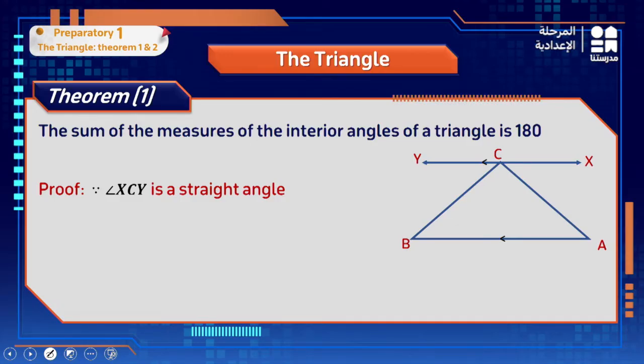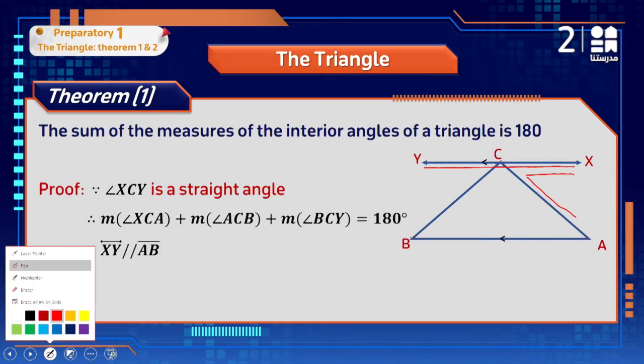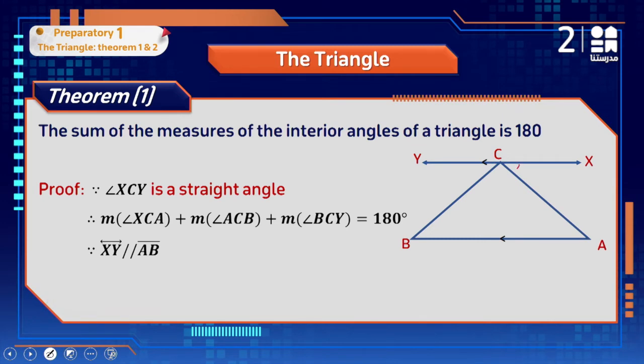Let's start the proof. Since angle XCY is a straight angle, therefore the measurement of XCA plus the measurement of ACB plus the measurement of BCY is equal to 180. We have 3 angles and the measurement of all of them equals 180.